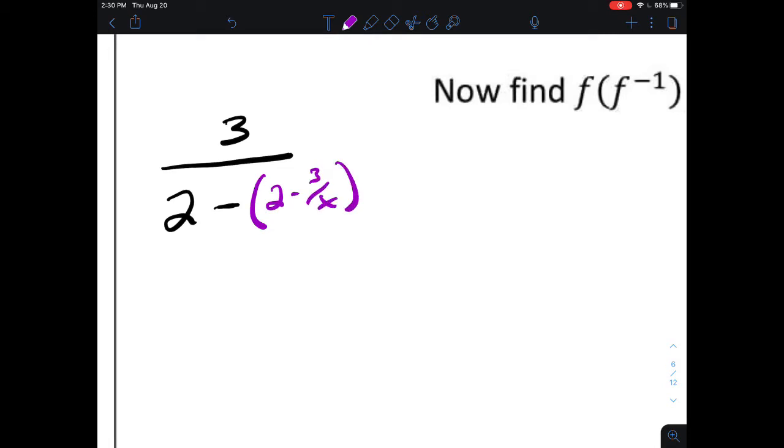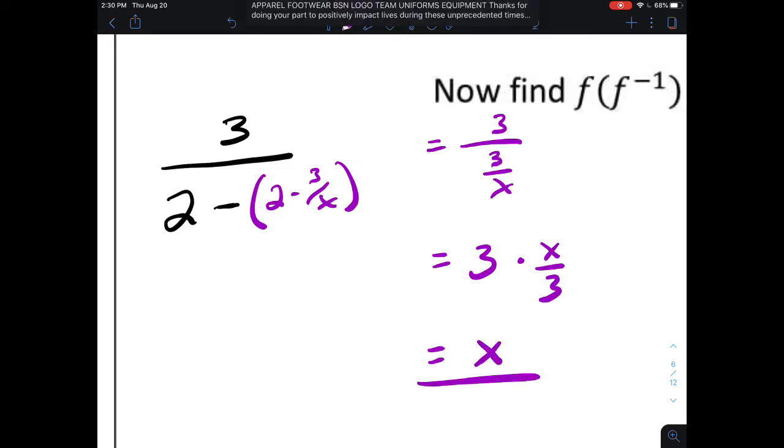And then from here, I'm going to try to simplify the problem as far as I can. So we'd have 3 divided by, the 2's are going to cancel out, and it's going to leave me with 3 divided by 3 over x. And we could rewrite that, do skip, change, flip. That'd be 3 times x over 3, which leaves me with just x.